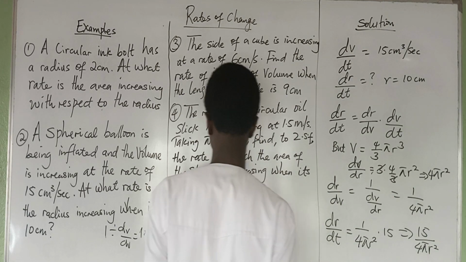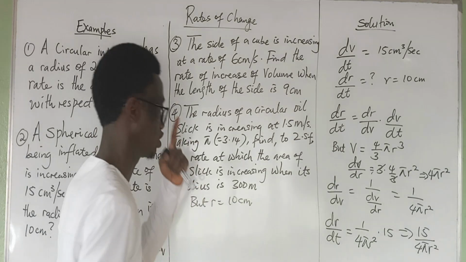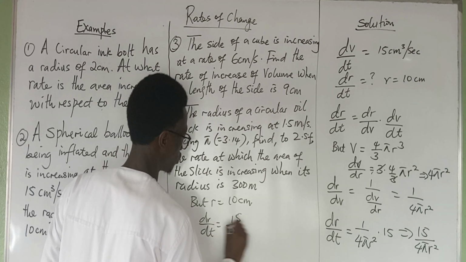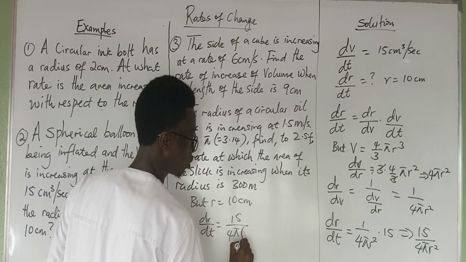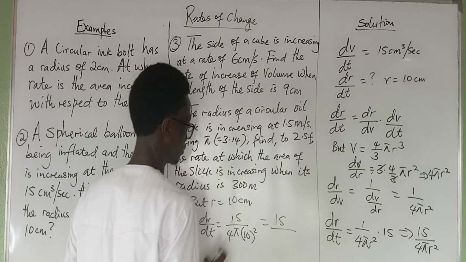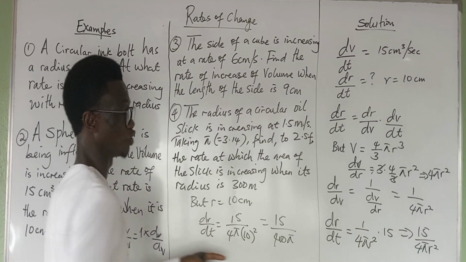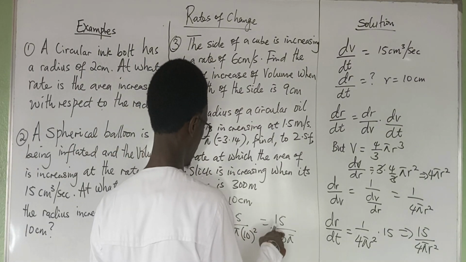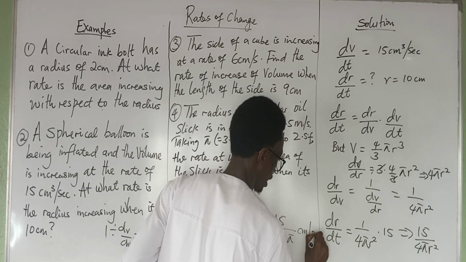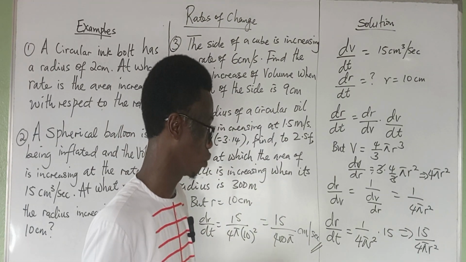But we are given the radius. The radius is given as 10 centimeters. So we substitute that: dr over dt equals 15 over 4 pi into 10 all squared, because the radius is squared. So we have 15 over, this gives you 400 pi, which of course, if you just use your calculator, you will get your answer. And remember you are talking of radius and time, so the unit is centimeters per second. So that will be your answer.